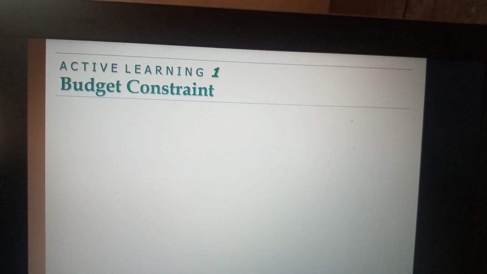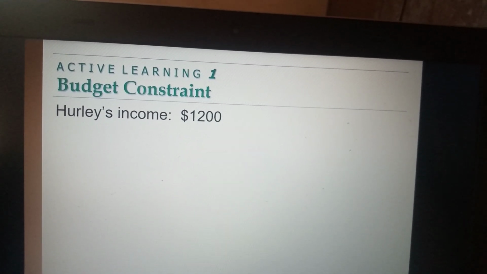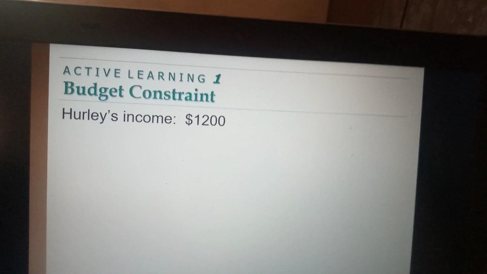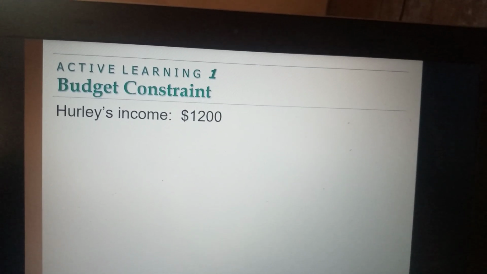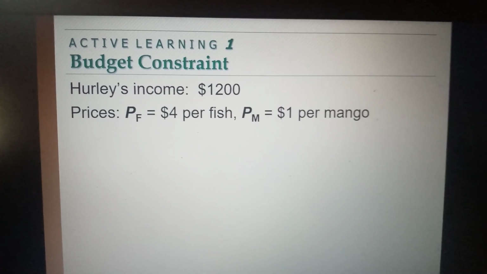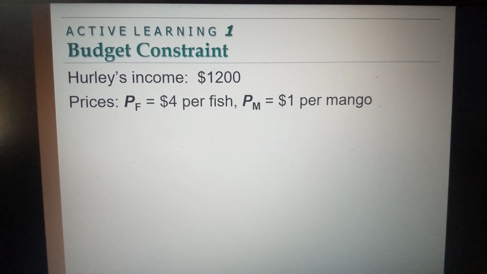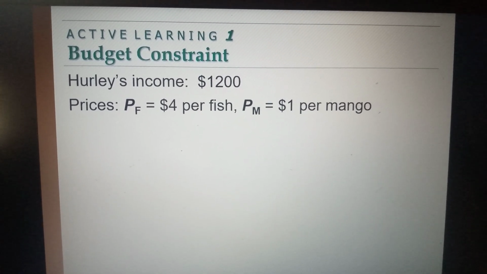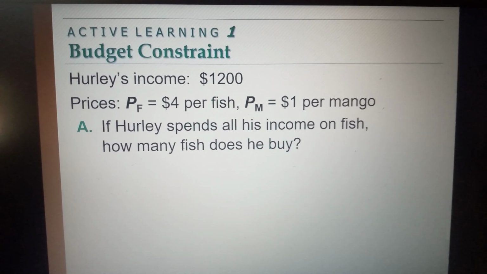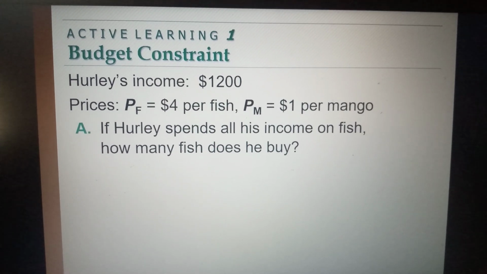So let's look at how we are going to solve this example. Assuming that Harley's income is $1,200. That's the income for Harley. The price of fish is $4 per fish. And the price of mango is $1. So if Harley spent all his income on fish alone, how many fish does he buy?